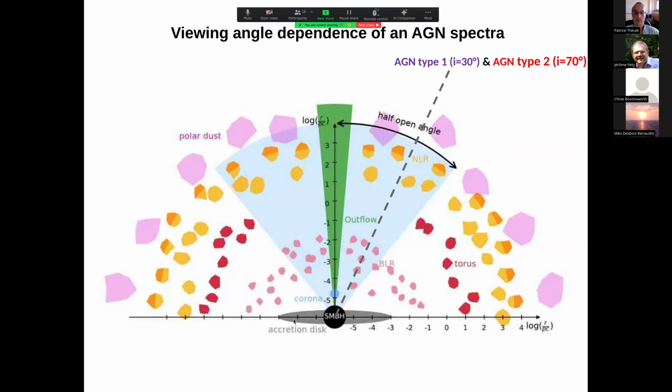So the black hole, the accretion disk, the corona, the torus of dust, the broad line region, the narrow line region, and all around the polar dust. We also have the jet, but we do not have the jet at the moment in our model.